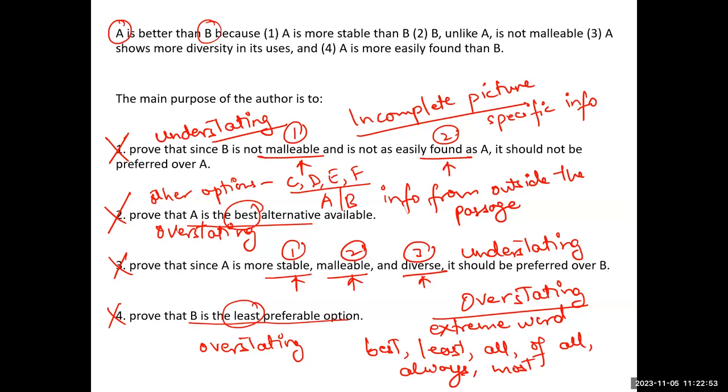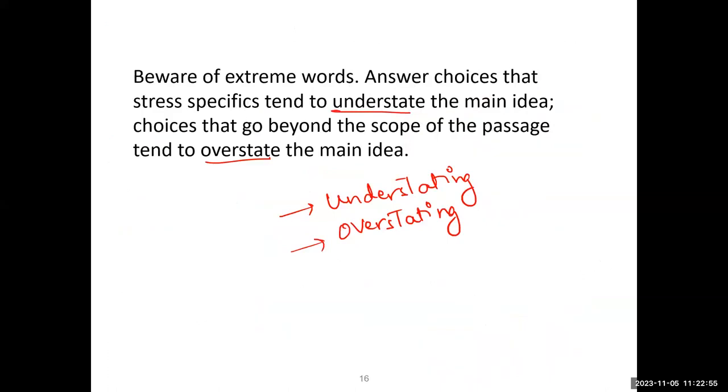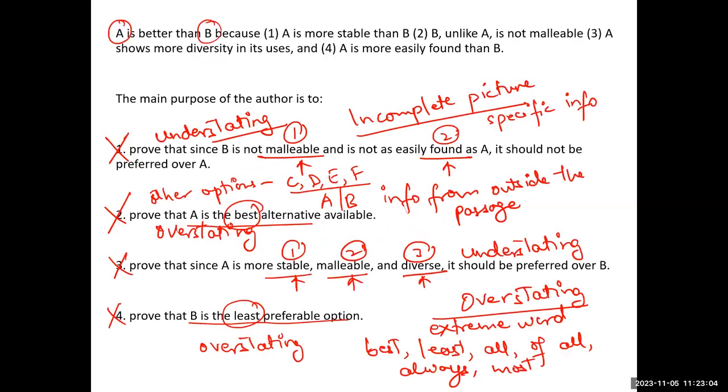Okay, so that is why it was written over here. Beware of extreme words. Never mark options that have extreme words. Why? Because they tend to overstate the main idea. However, that does not mean that I can overstate the main idea only by using an extreme word. No, even without using an extreme word, I can overstate the main idea. I'll show you. I may not use an extreme word, but I can overstate.